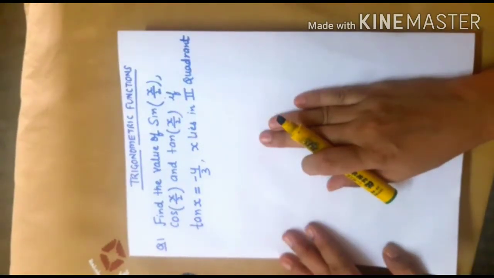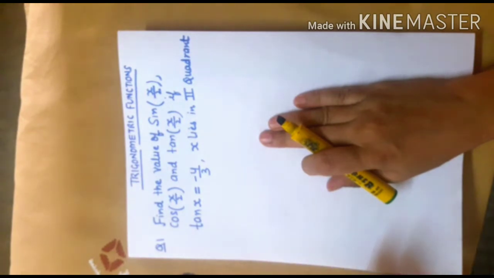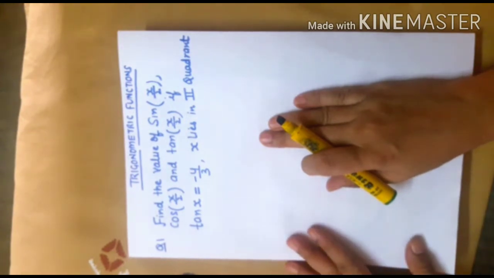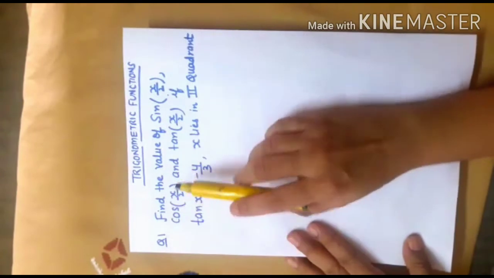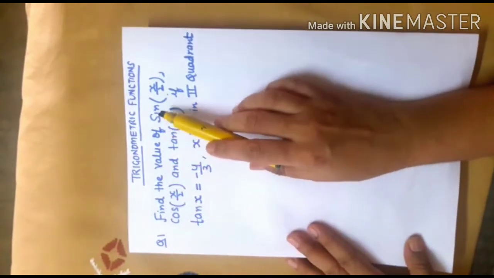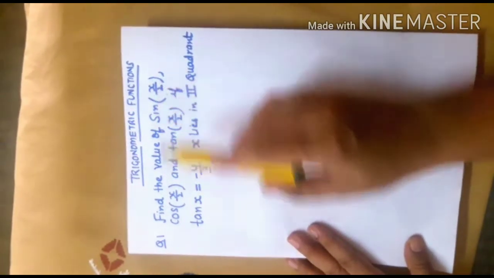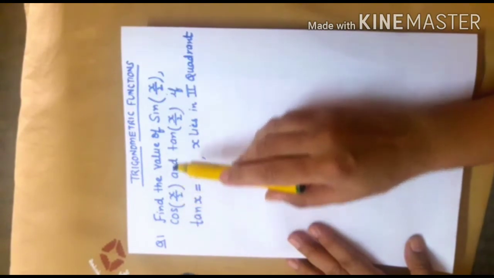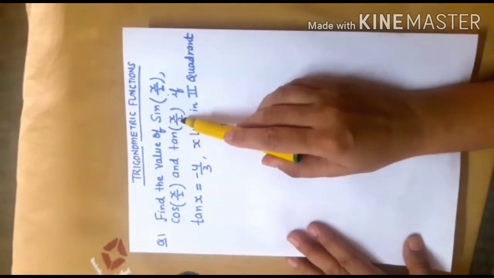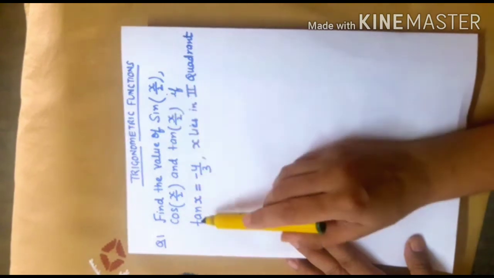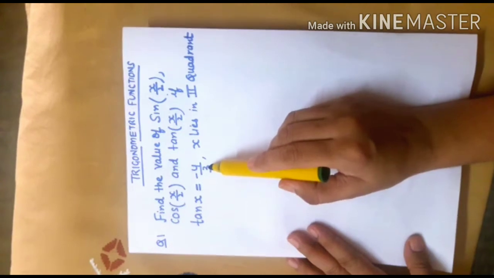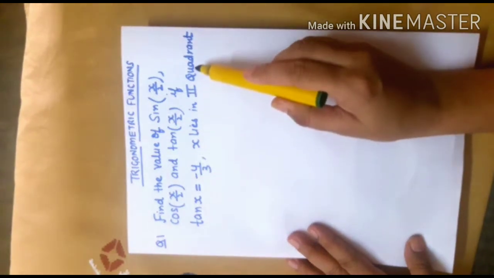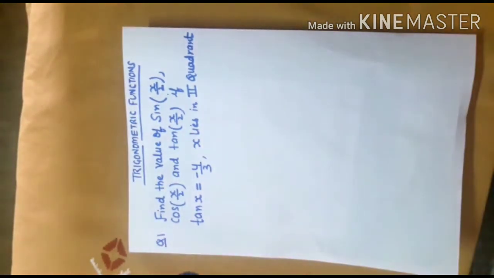So far we have discussed different formulas in the chapter trigonometric functions. Now today I'll take up a few questions. So the first question is, find the value of sin x by 2, cos x by 2 and tan x by 2 if tan x is equal to minus 4 over 3 and x lies in the second quadrant.